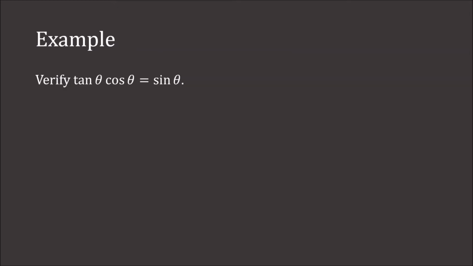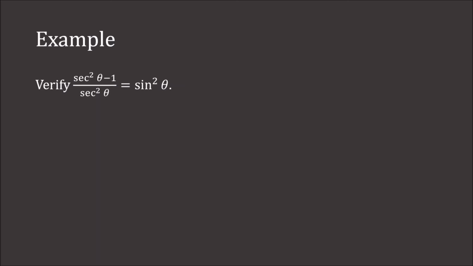So the first we're going to do is verify that the tangent of theta times the cosine of theta is equal to the sine of theta. So we start with the more complicated side. Well, in that case, that would be the left-hand side right over here. So start with tan of theta times cosine of theta. Well, tangent is sine of theta over cosine of theta. And now we can see that the cosine of theta over cosine of theta is 1, and we're left with the sine of theta, which is what we desired, and so the verification process is complete.